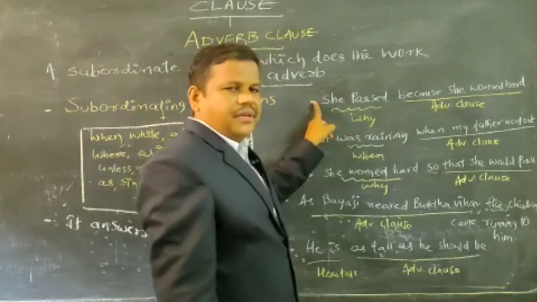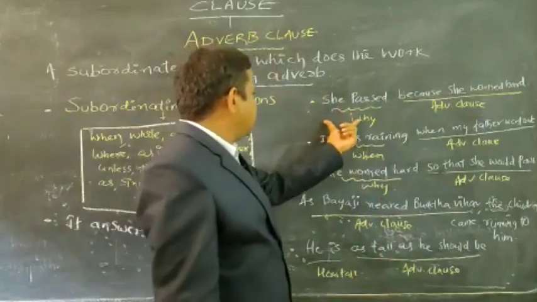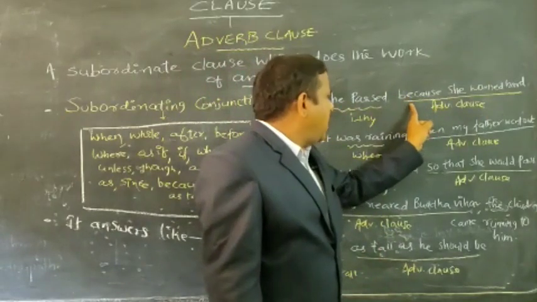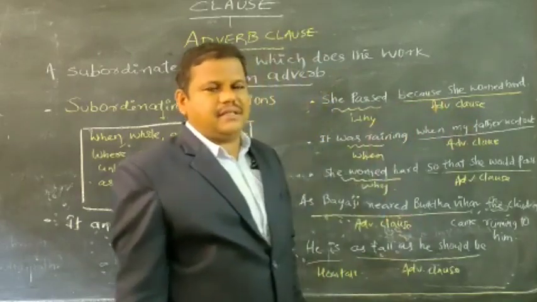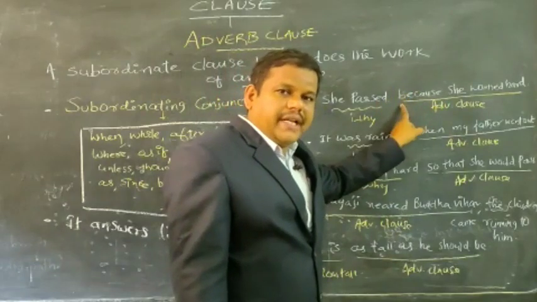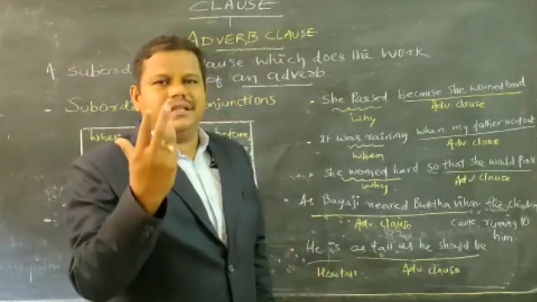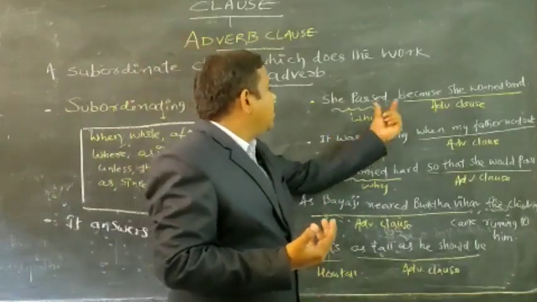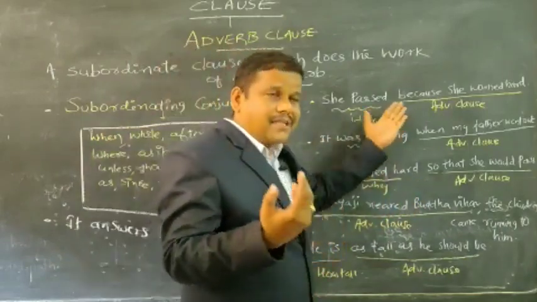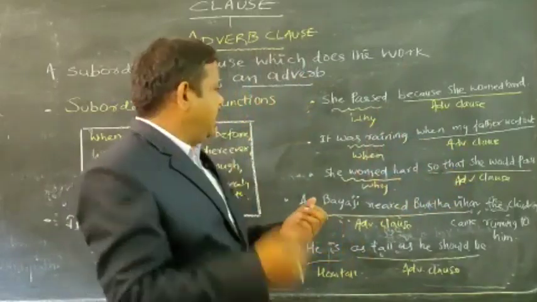See the first sentence, all of you students. She passed because she worked hard. Two parts. The first part, she passed. The second one is because she worked hard. This underlined part is the adverb class. Why adverb class? Because you are using a subordinating conjunction, because. Clearly you can find in this sentence why she passed. Why she passed? Because she worked hard. Clearly you are understanding.